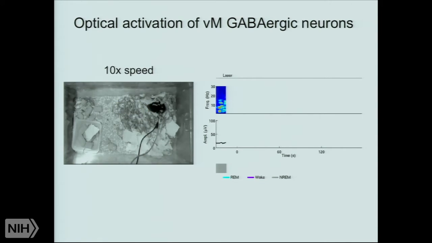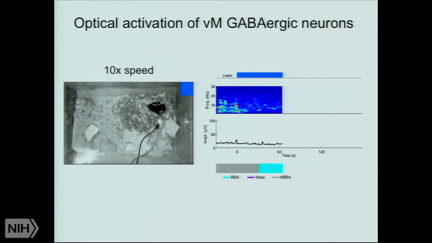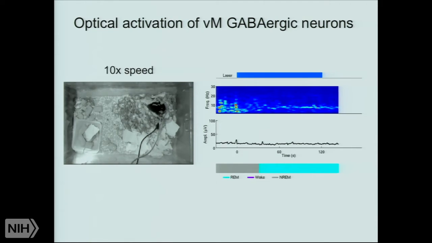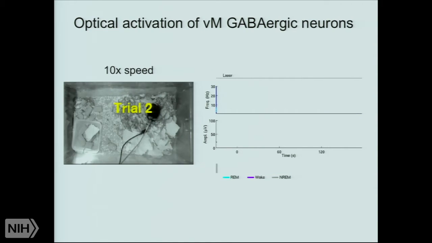So here in this first trial, you see a lot of low frequency activity. He was in non-REM sleep. And you see as soon as we turn on the laser, pretty quickly there's this change of the EEG pattern. And at this point, you start seeing this very thin band. So this is the theta band. And the EMG amplitude stays low. So that means that this animal was in REM sleep.